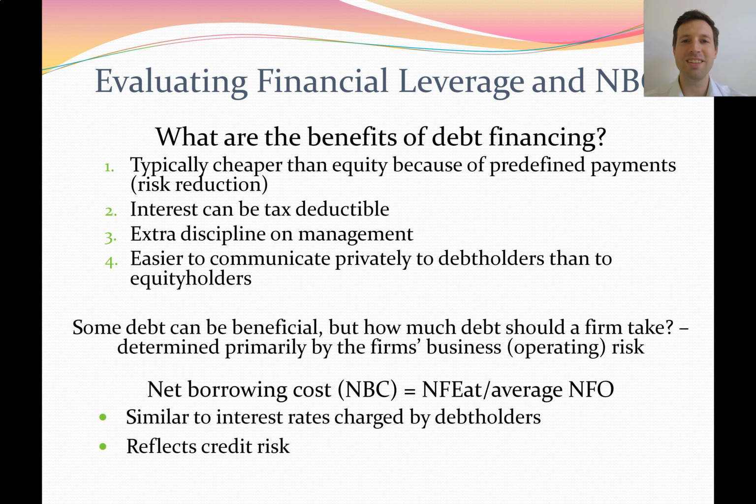The fourth point is it's easier to communicate private information to debt holders than equity holders. In Australia, the rules are that for a publicly listed company, if they want to release information to one shareholder, they have to release it to all shareholders. So they have to continuously disclose important information about their business to the public. That's important because it means the share market is hopefully an equal playing field. I'll have just as much information about a company as someone who's working for an investment bank.